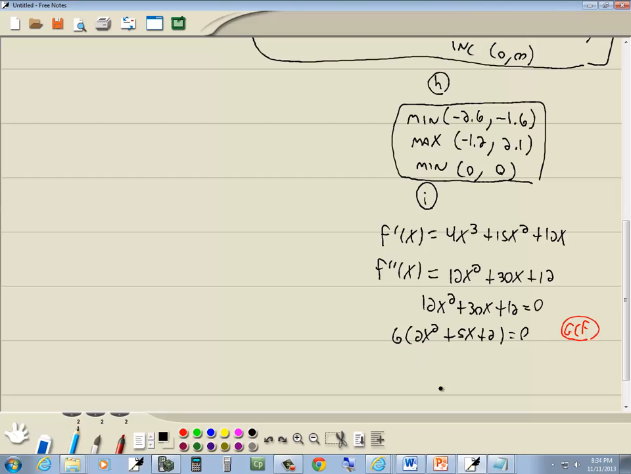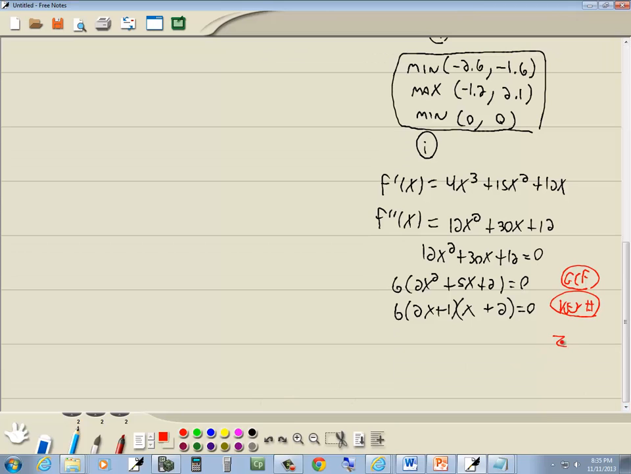I think that factors. If it does, it'll factor with the key number. Let's see. 6, and then we got 2x, then x, and then 2, 1, plus. Let's see what that gives us. 2x times x is 2x squared. 2x times 2 is 4x. 1 times x is 1x. So 4x plus 1x is 5x. And 1 times 2 is 2. Okay, that works.